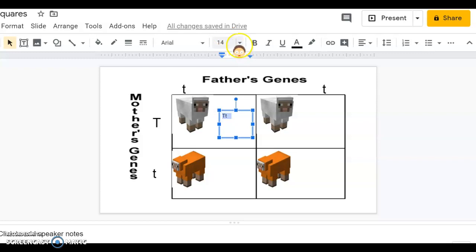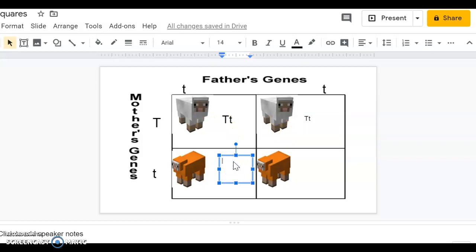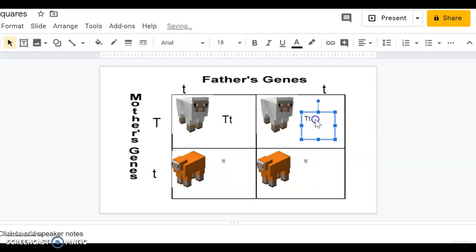I'm going to blow that up for you. Big T, little t. The same thing over here, big T, little t. Like I said, that's just me multiplying that by that. So we're doing each table. And what we've got going on down here would be this by that, so it would be little t, little t. Same thing over here, little t, little t.